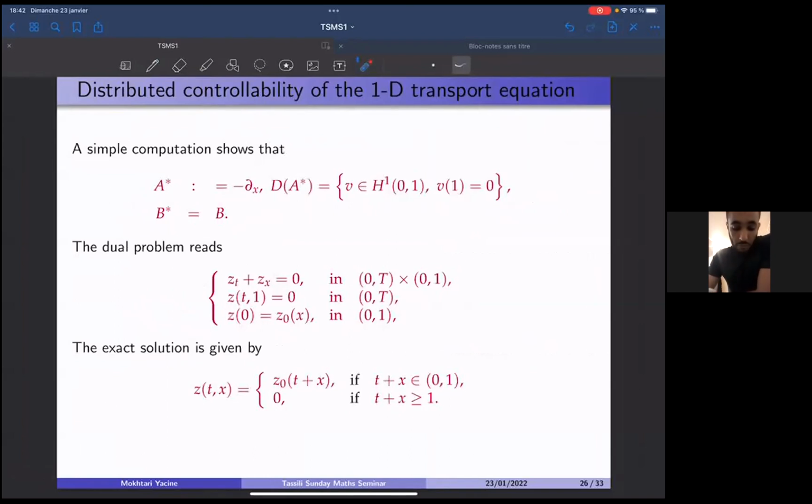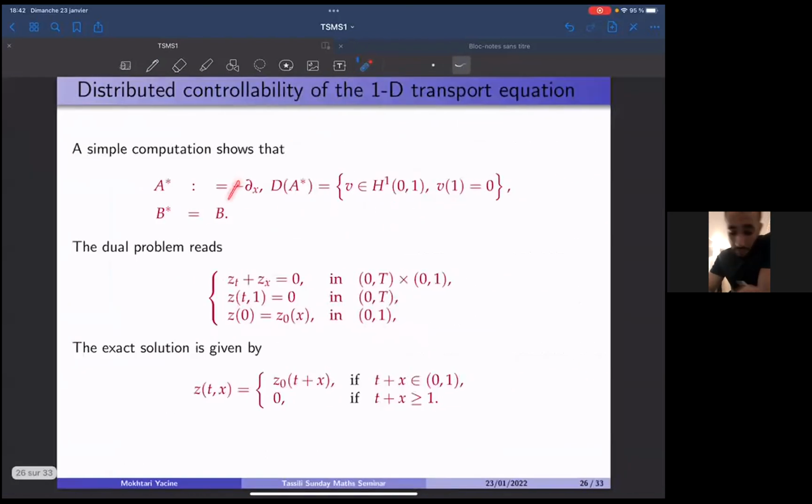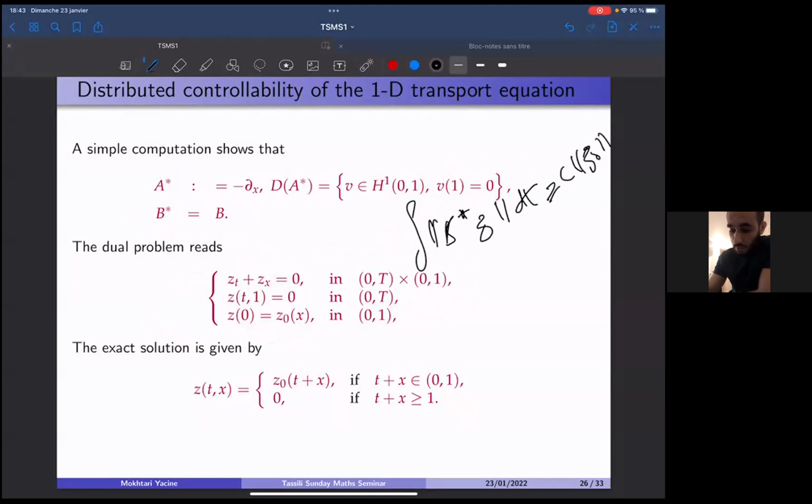Okay, now we have to compute its adjoint. The adjoint of A, sorry, there is a minus here, and there is no minus here. So the adjoint is the derivative operator. The domain will be v in H such that v at 1 equals 0, and the adjoint of B is itself. So the dual problem reads like that. This is the dual problem, and the goal is to prove that the norm of B tilde Z dt is greater than c0.